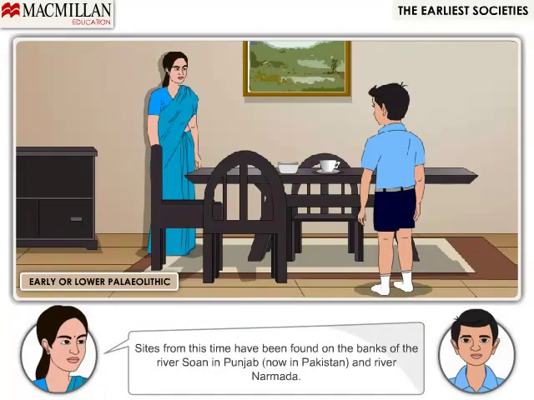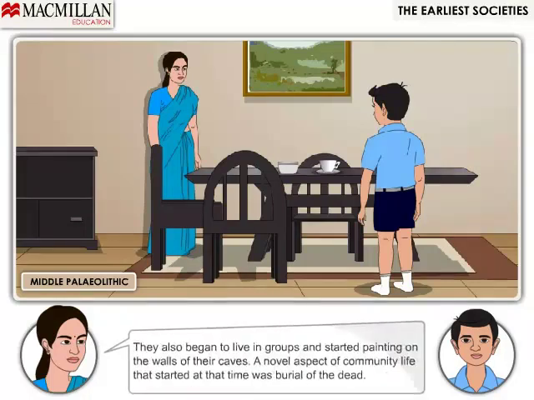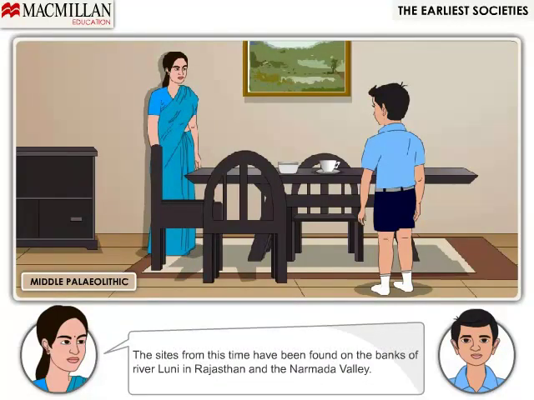Sites from this time have been found on the banks of the river Son in Punjab, now in Pakistan, and river Narmada. Middle Paleolithic. During this time, they matured to use flake tools and made needles so that they could sew furs and animal skins together to cover their body. They also began to live in groups and started painting on the walls of their caves. A novel aspect of community life that started at that time was burial of the dead. The sites from this time have been found on the banks of River Luni in Rajasthan and the Narmada Valley.